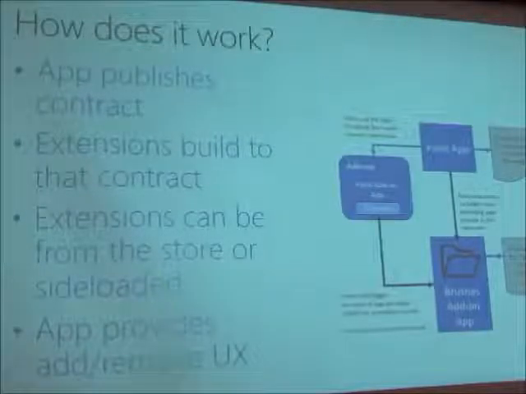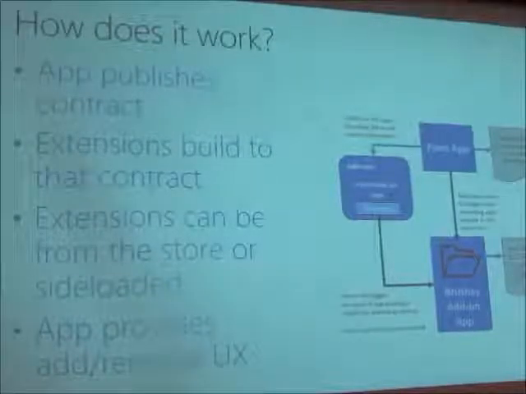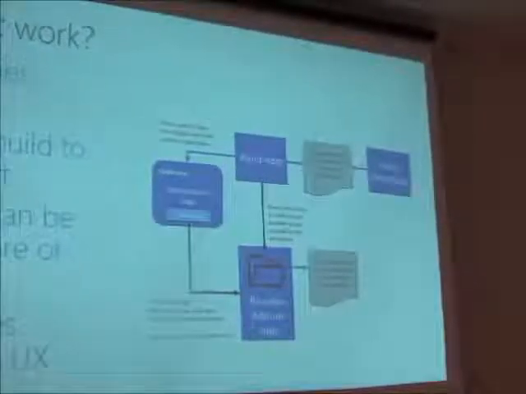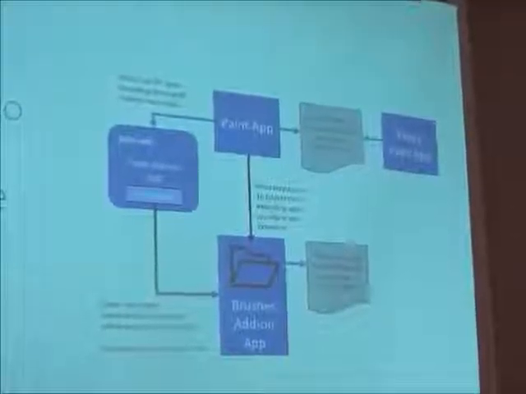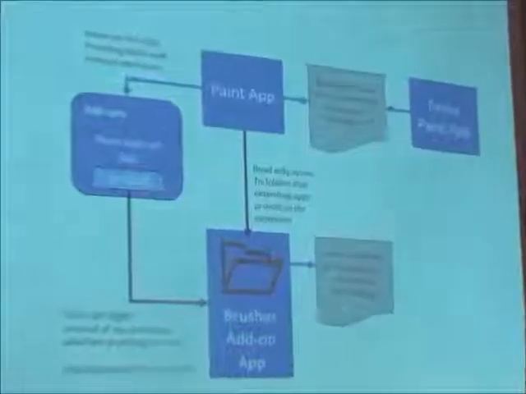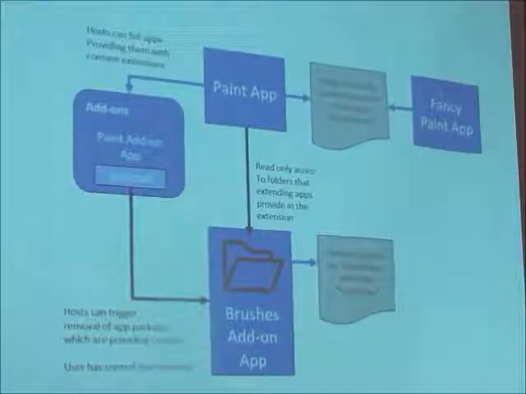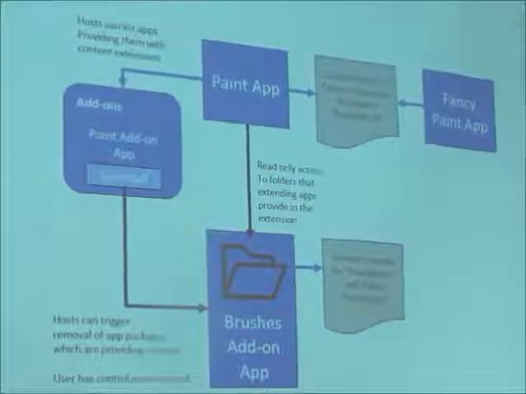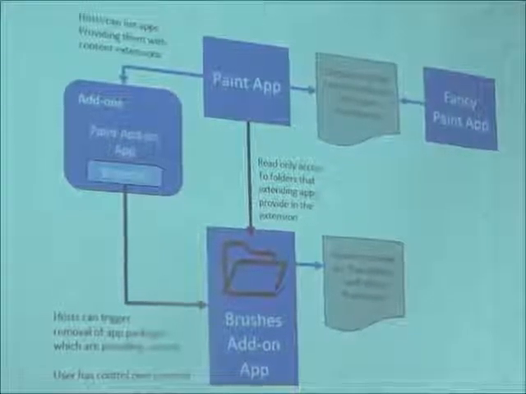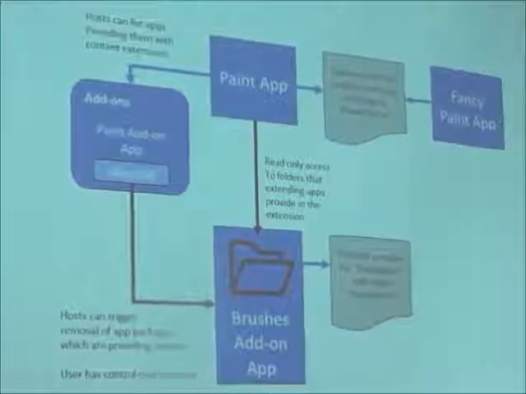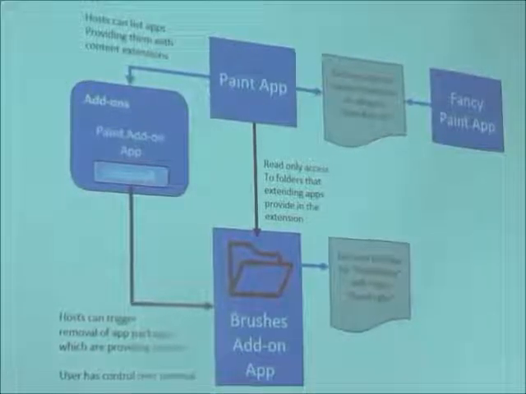How does it work? It's simple. Your application simply publishes some contract. Then anybody who wants to create an extension for your application implements the extension for this contract. That's it. The rest is managed by Windows. The only thing that we will need to provide is our own UX, or user experience, for adding and removing this extension from our runtime.